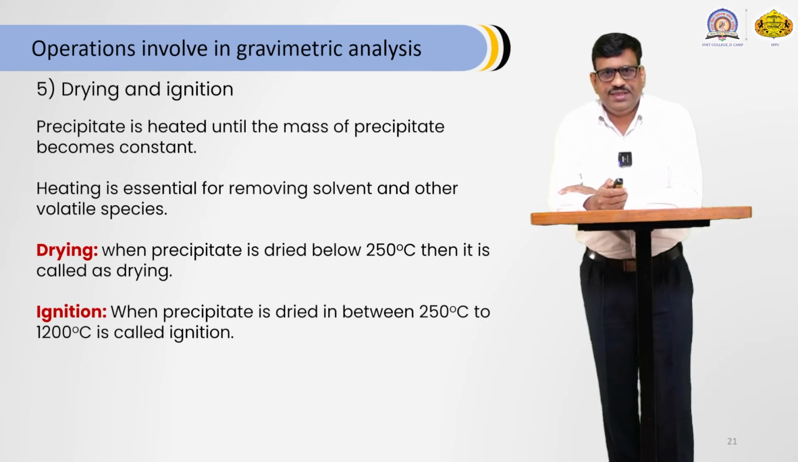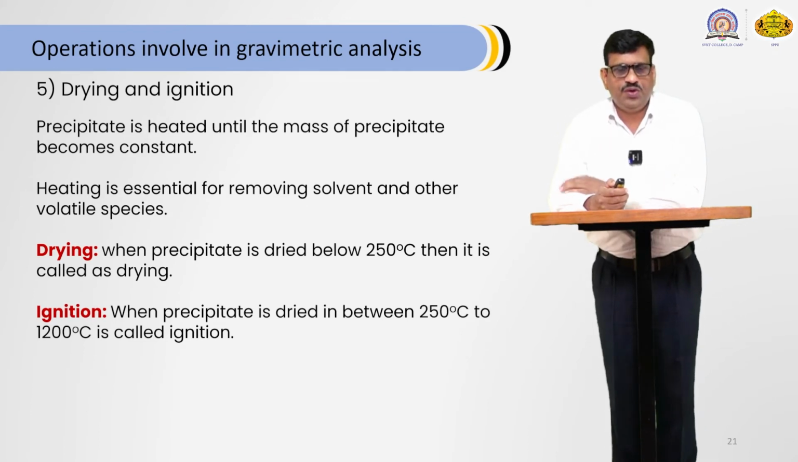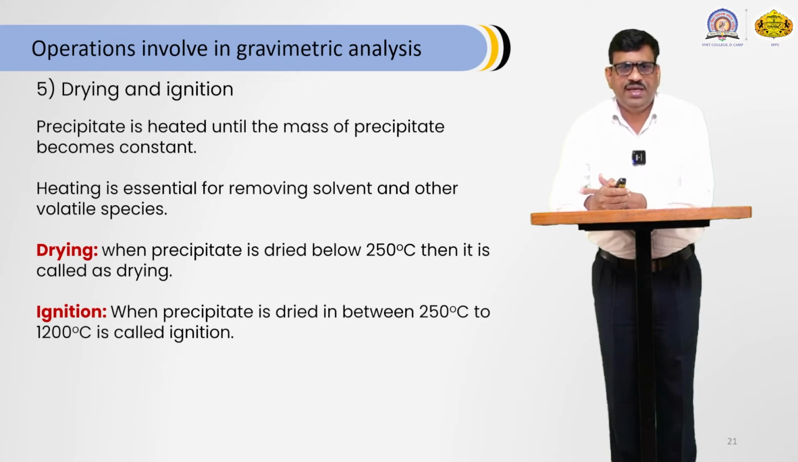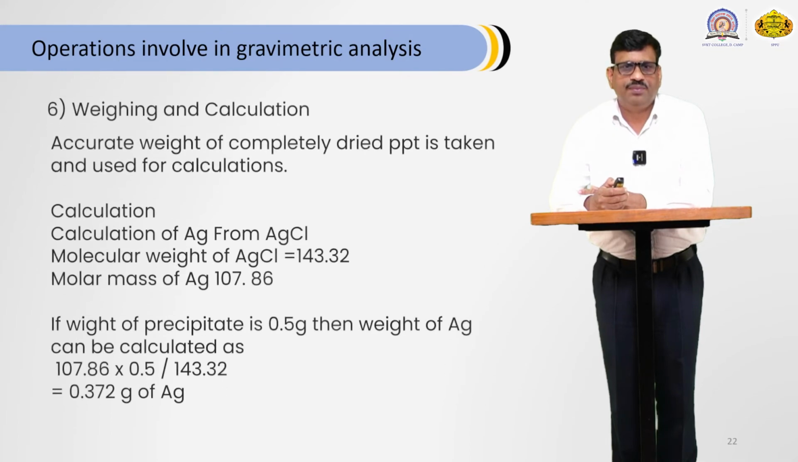Next operation is drying and ignition. First of all, you should understand the difference between drying and ignition. When we heat the precipitate up to 250 degrees Celsius, it is called the drying operation. If we heat the precipitate above 250 up to 1200 degrees Celsius, that is called ignition. The precipitate is heated until constant mass is obtained, and heating is essential for removing solvent and other volatile species associated with the precipitate.